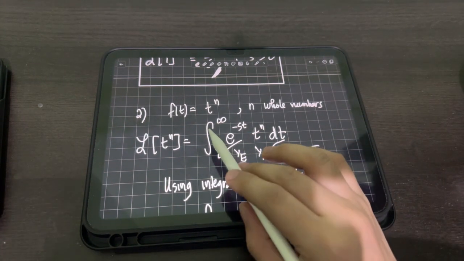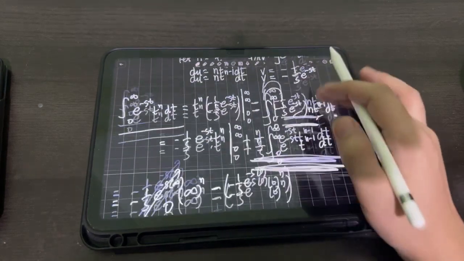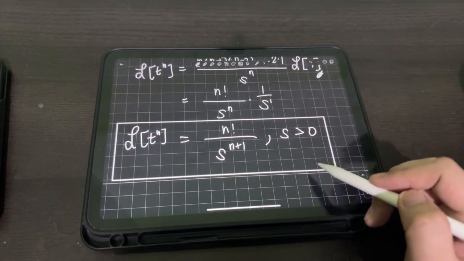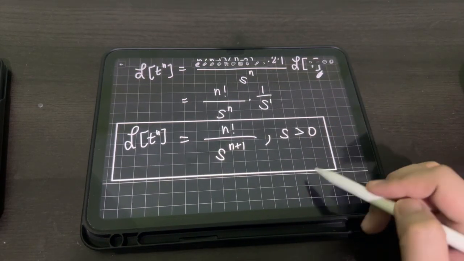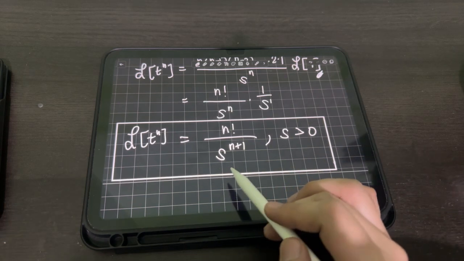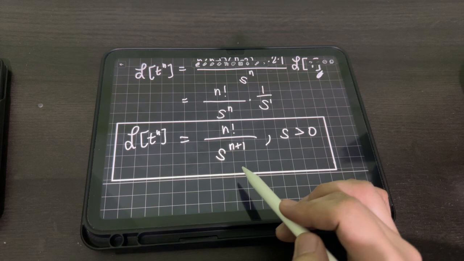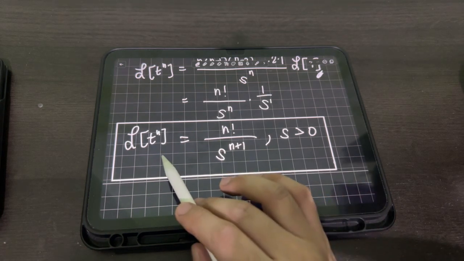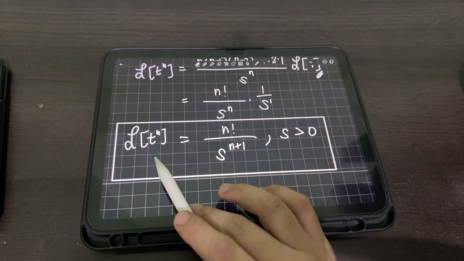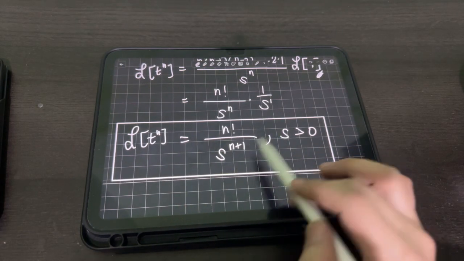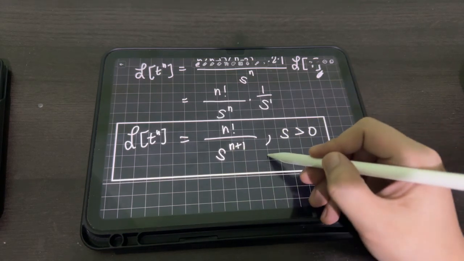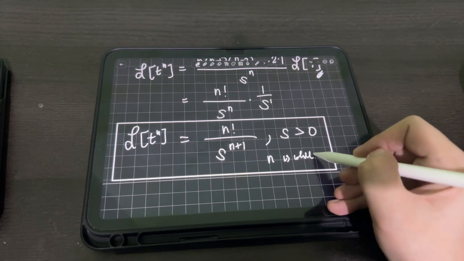The Laplace transform of t to the n is, okay, memorize the second formula. Later in our future videos for this series of live streams on the Laplace transform, we will just use the standard formula. We won't need to apply the integral formula to find the Laplace transform of t to the n. So the second standard formula, the Laplace transform of t to the n, is n factorial over s raised to n plus 1, provided that s is greater than 0 and n here is a whole number.